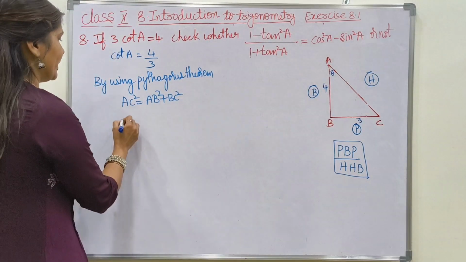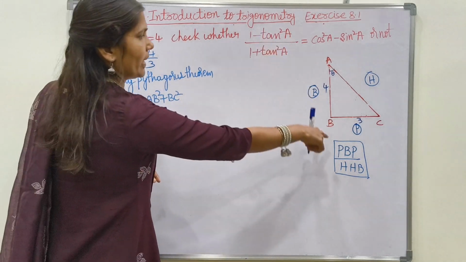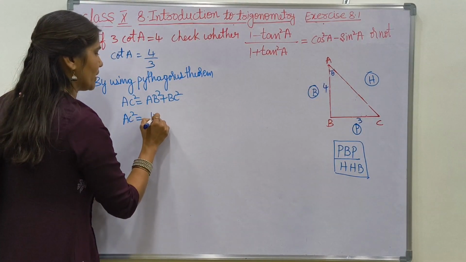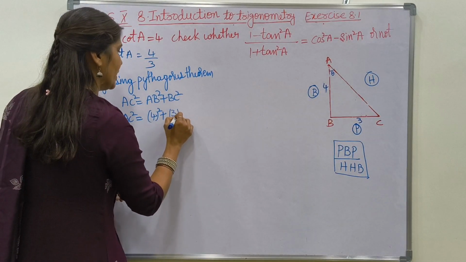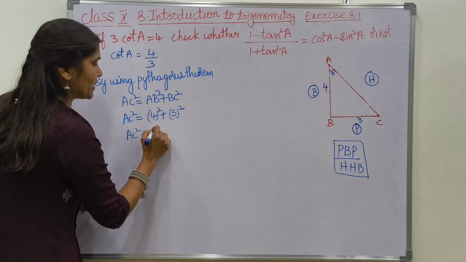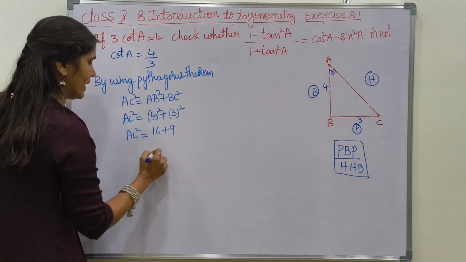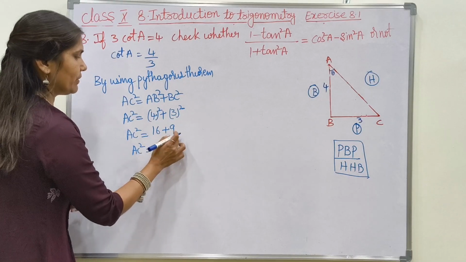Right here, AC square is equal to AB square plus BC square. How much is AB? AB is 4, so 4 square. BC is 3, so 3 square. Now you apply: AC square is equal to 4 4s are 16 plus 3 3s are 9. So AC square is equal to 25.